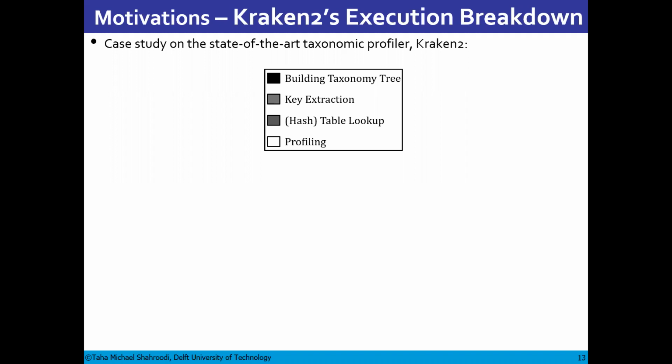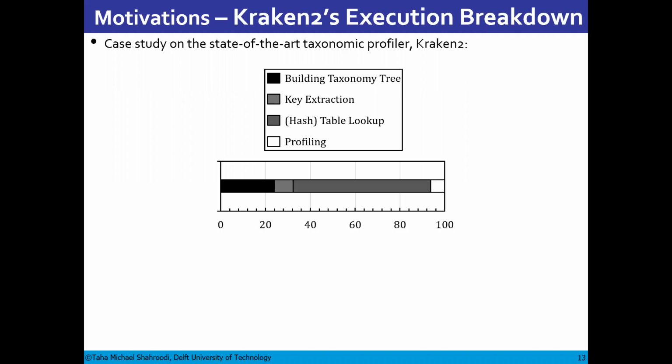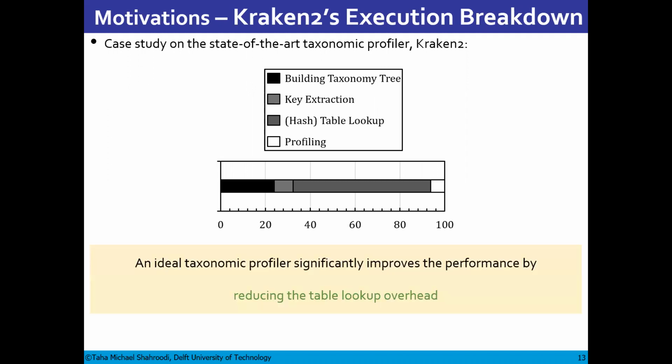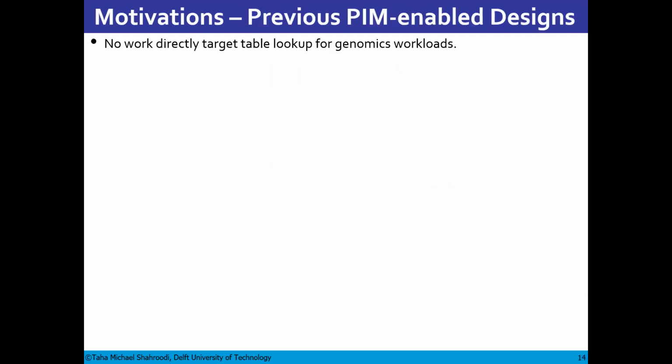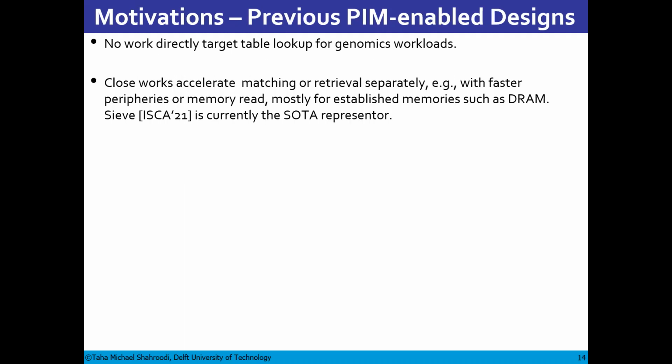It is worth noting that all other taxonomic profilers that we have seen also have similar or equivalent functions. As you can see in this figure, we observe that the table lookup operation dominates the execution time of Kraken 2. Therefore, we conclude that in an ideal version of Kraken 2, this overhead of lookup operation should be mitigated to a minimum. We also want to briefly note that no previous work really targets this operation, especially in taxonomic profiling. The closest recent work we found is Steve, presented in ISCA 2021.